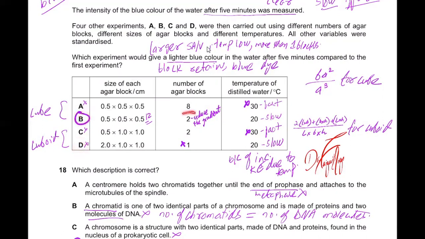Now we know there are two agar blocks in B, and there's one here. The answer should be 2, because the two blocks will reduce the concentration gradient. Now, still, if you want to go for a working, then you need to recall what the formulas are for calculating surface area to volume ratio.